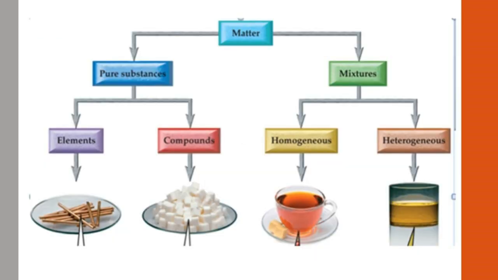Matter is classified into two types. One is pure substance, another one is mixture. The pure substance is further classified into two types: element and compound. The mixture is also further classified into two types: homogeneous and heterogeneous mixture. There is more about element, compound, homogeneous and heterogeneous in later lessons.